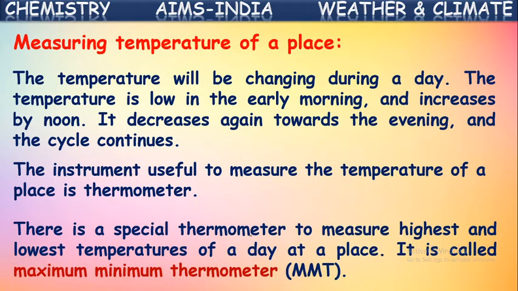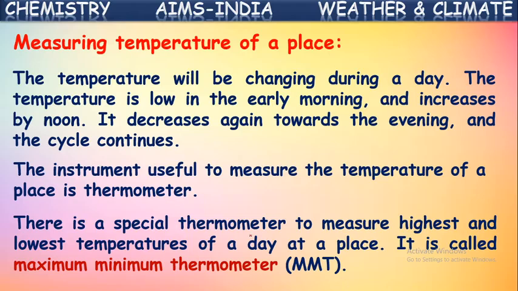And specifically, the instrument used for measuring the highest and lowest temperatures of a particular place in a particular day is called the maximum minimum thermometer. In our homes or hospitals, we use a certain kind of thermometer made up of glass and containing mercury inside. That is generally used for measuring the body temperature. There are specially designed thermometers used for measuring the maximum and minimum temperatures of a place in a particular time, called maximum minimum thermometers. These are not like normal thermometers.